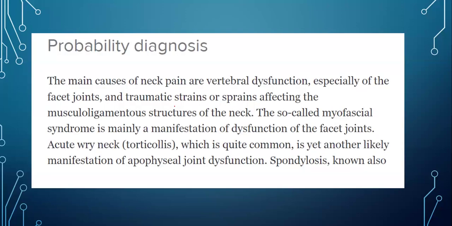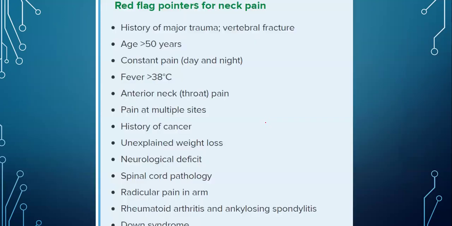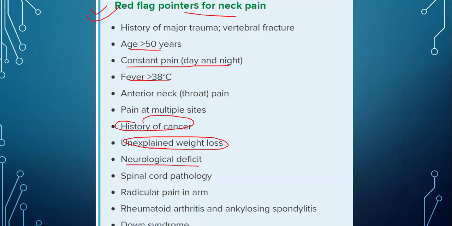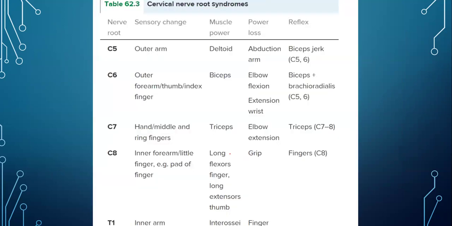Neck pain. So neck pain is also important. Neck pain, back pain, more or less similar kind of things. The common cause of neck pain is also vertebral dysfunction. And these are the red flag pointers for neck pain. So patient more or less same: age more than 50, constant pain, fever, history of cancer, unexplained weight loss, progressive neurological deficit. These are mainly the red flag pointers.